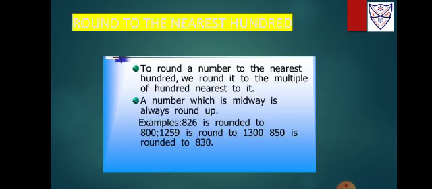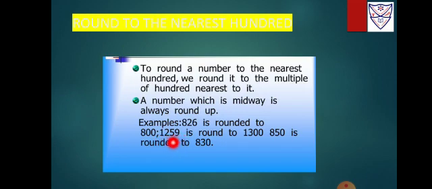Now round to the nearest 100. To round a number to the nearest 100, we round it to the multiple of 100 nearest to it. Means, students, let us understand this also with one example. For example, 826, if we want to round to the nearest hundreds: ones, tens and hundreds. 8 is in the hundreds place value. The number next to 8 is 2, which is less than 5. So 8 will remain the same and the two digits become 00. Hence the answer is 800. Similarly, 1259.